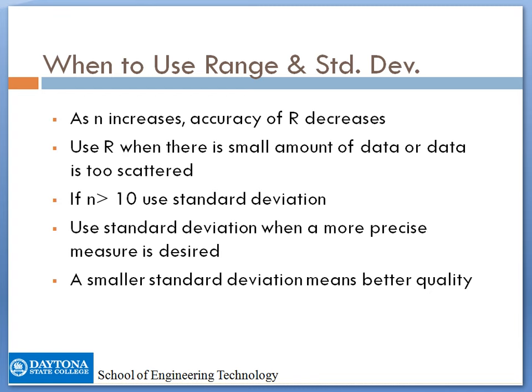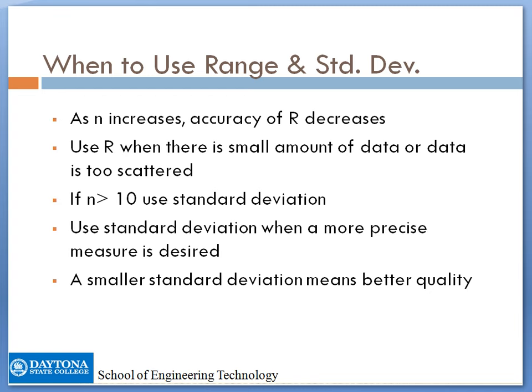It is also important to use it when the amount of data is too small or too scattered to justify the calculation of a more precise measure of dispersion. Remember that the range is not a function of a measure of central tendency. So as the number of observations increases, the accuracy of the range decreases. And this is because it becomes easier for extremely high or low readings to occur.